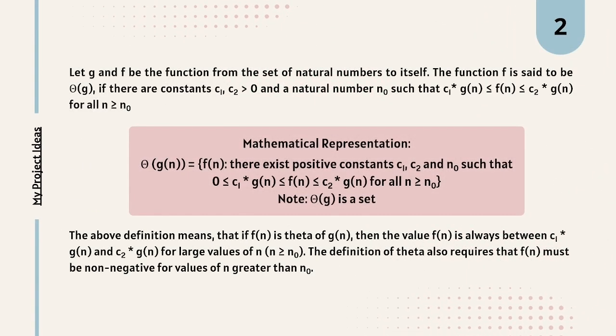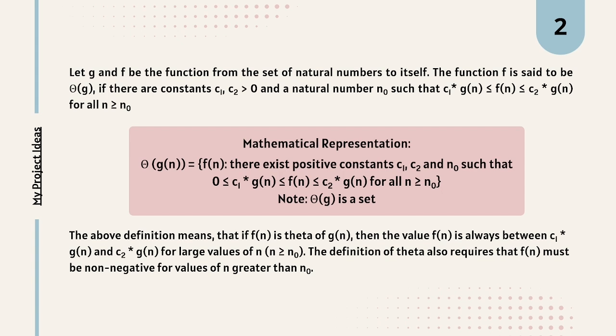So let's look at the functional representation as we do in all the other asymptotic notations. We have g and f to be functions from the set of natural numbers to itself. The function f is said to be theta of g if there are certain constants c1 and c2 which are greater than 0 and a natural number n naught such that c1 into g of n is less than or equal to f of n is less than or equal to c2 into g of n for all n greater than or equal to n naught. It sounded a bit tough, I know.